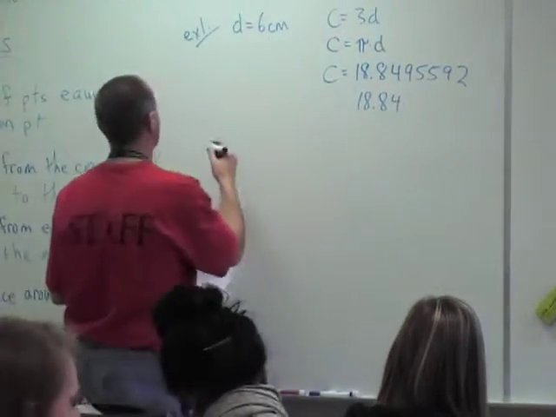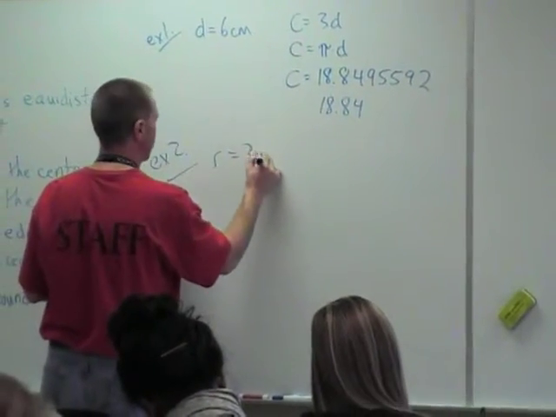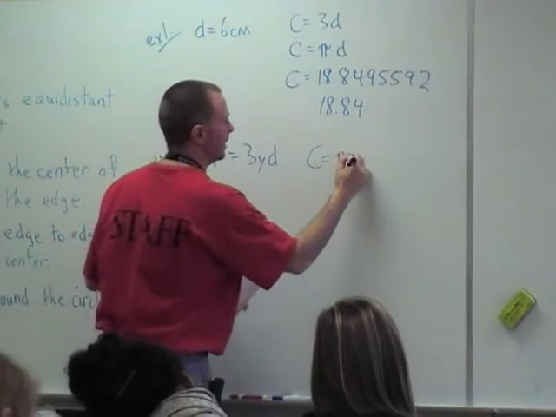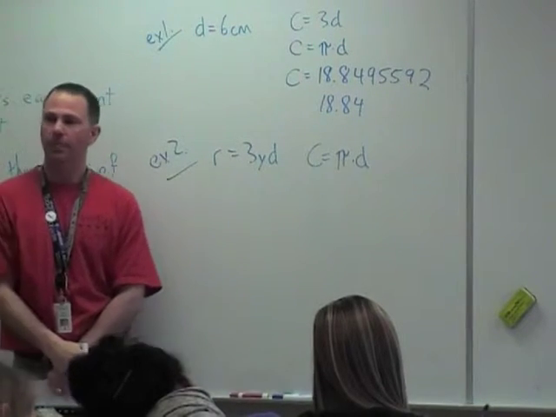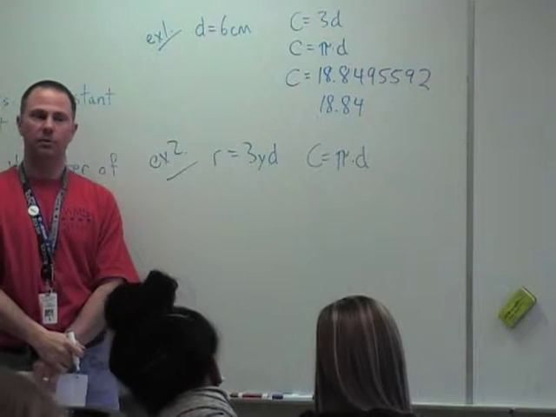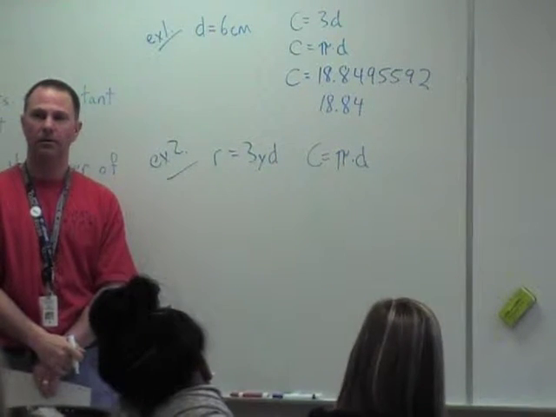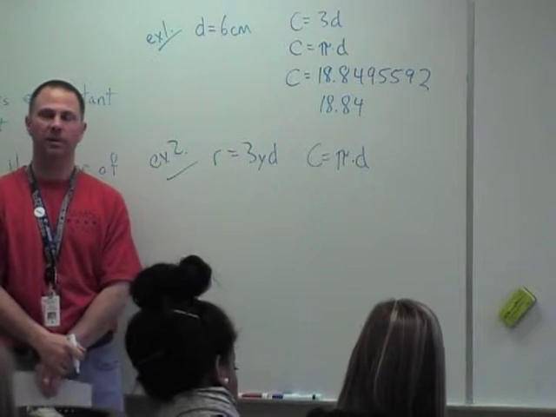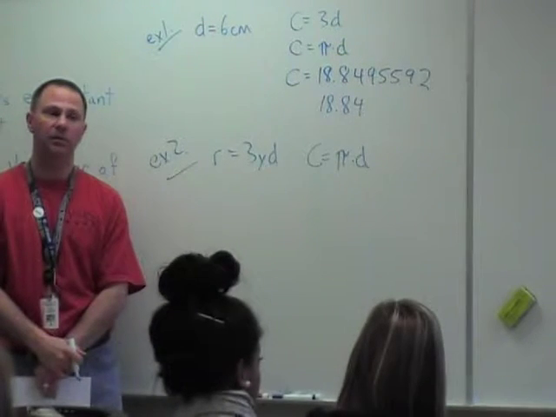All right, so let's do example 2. The radius is 3 yards. I want the circumference. Circumference is pi times the diameter. That's very easy. So Jose, what do I do first? Times the radius by 2. Why do we multiply the radius by 2? Because the radius is half of a diameter.